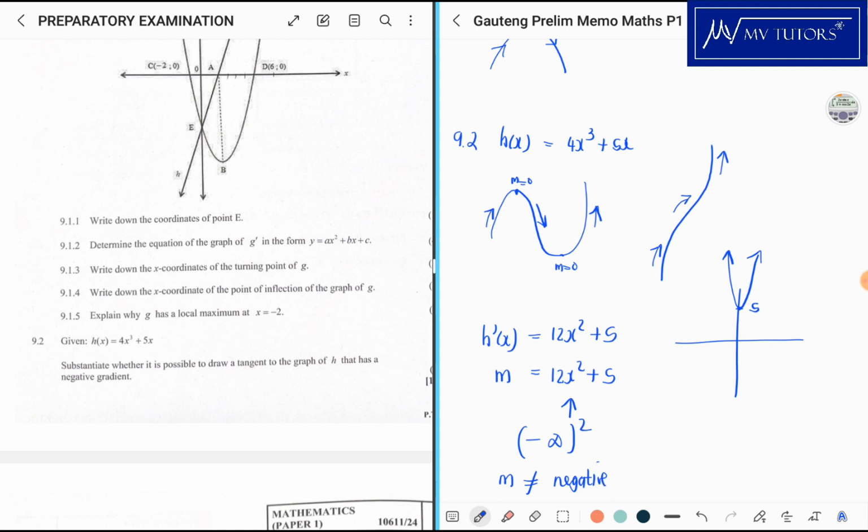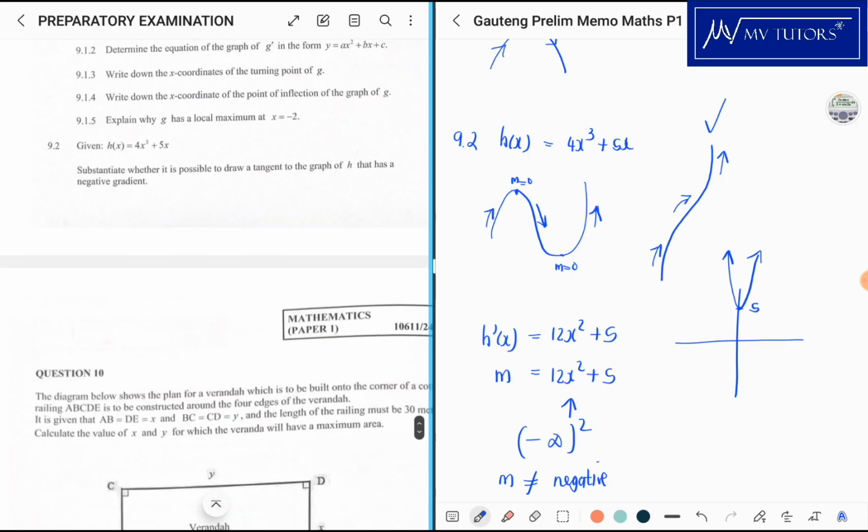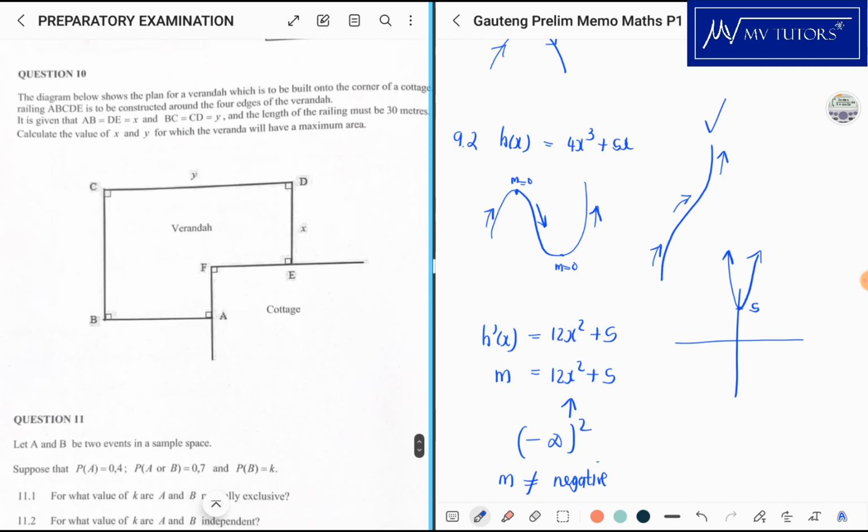And because your gradient will never be negative, we can then see why we have something like this. You always have a positive gradient because of this 12x squared plus 5. So I hope that makes sense. And now we can move over to question 10.